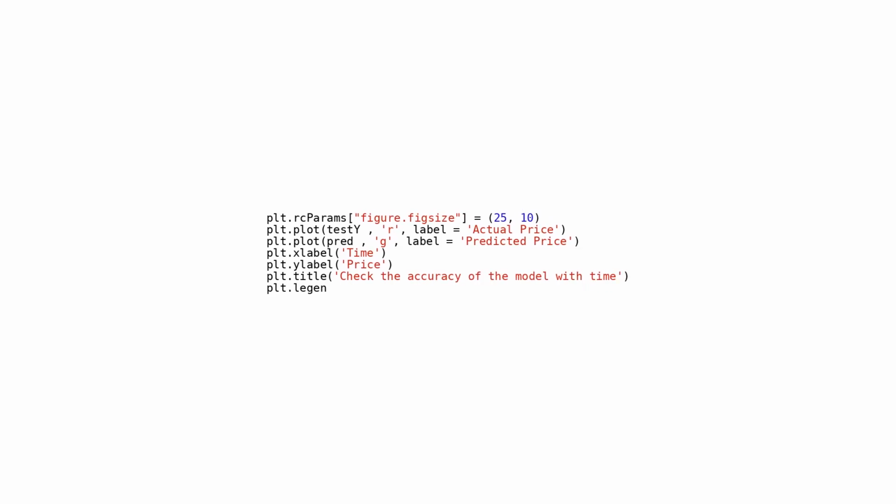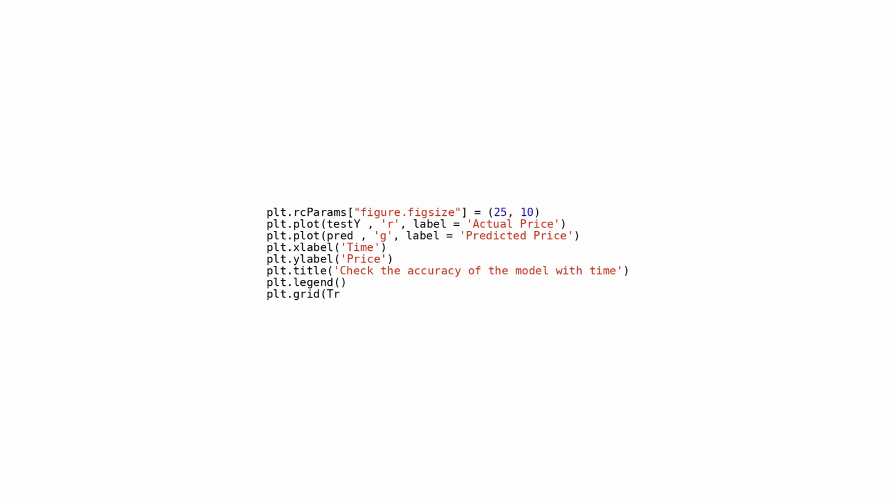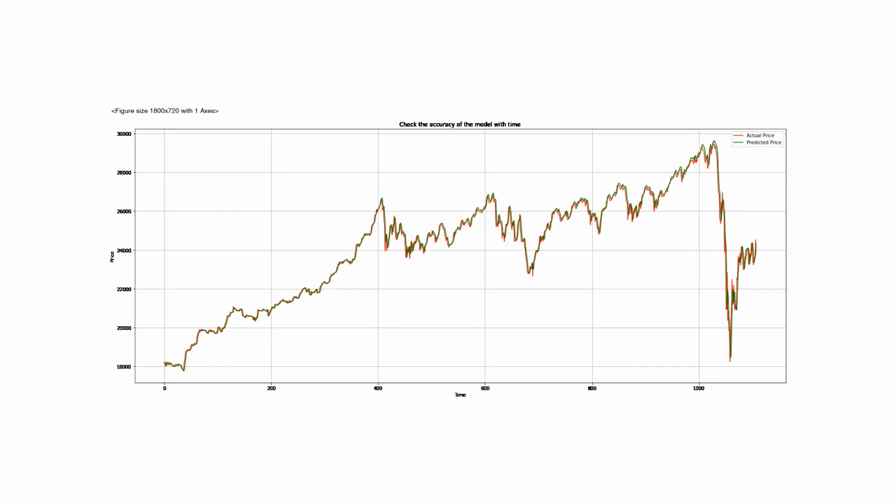Comparing actual and predicted prices on a graph allows easy identification of patterns, trends, discrepancies, and the overall effectiveness of the model. It aids in evaluating model performance and making informed decisions based on the comparison of actual and predicted values.